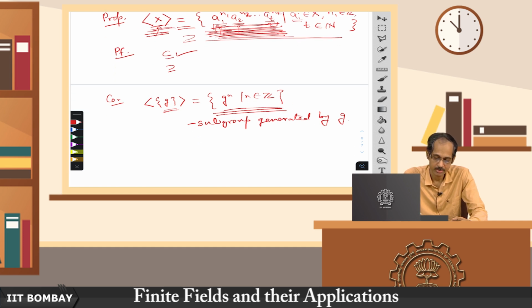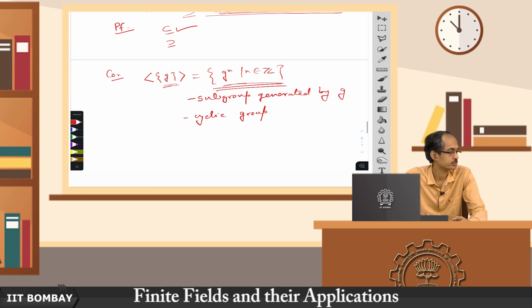okay. And this type of subgroups which are generated by a single element is called a cyclic group. And these type of subgroups or groups are of special interest to us. They have very nice properties and structure that we will explore soon. So, let us first see some examples.